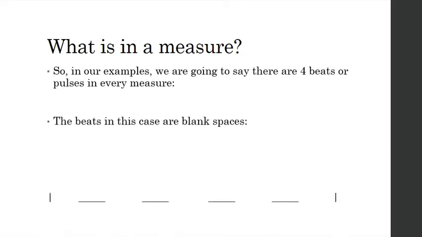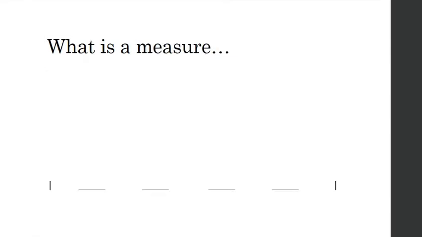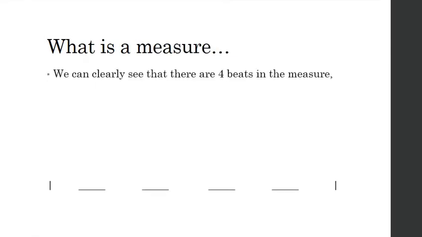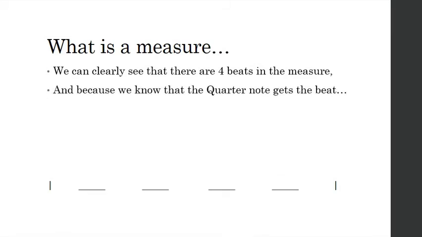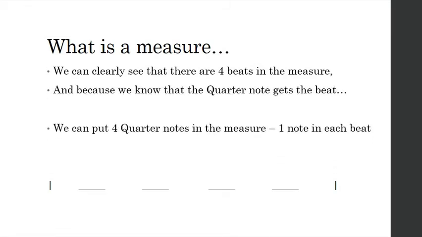And to visualize this, we're going to call each beat one of these blank spaces. So we clearly see 4 beats in this measure. And we know quarter note gets the beat. So logically, we can put 4 quarter notes in this measure, 1 in each beat.